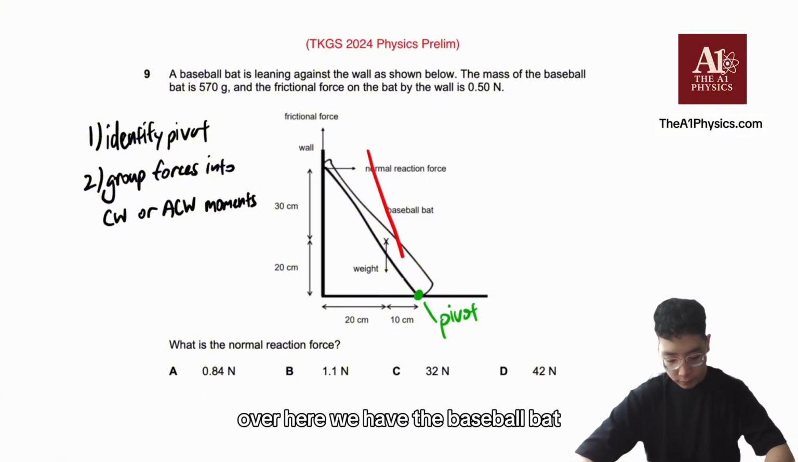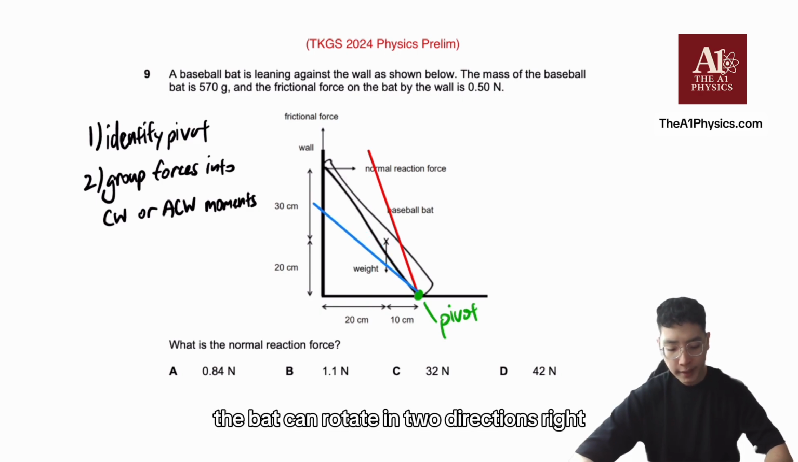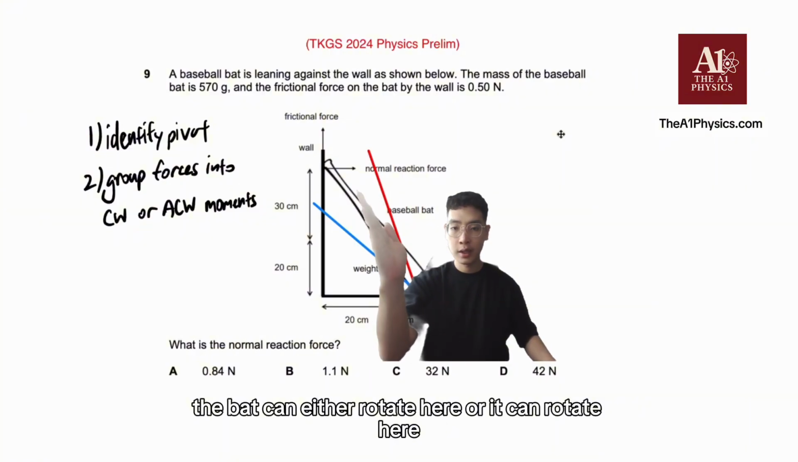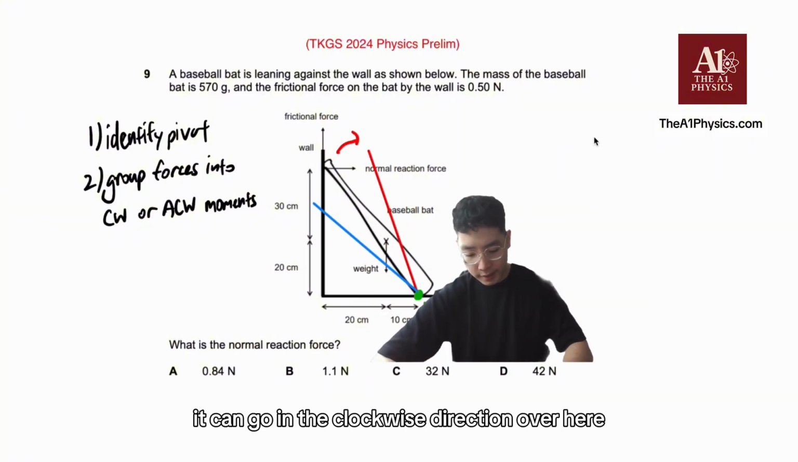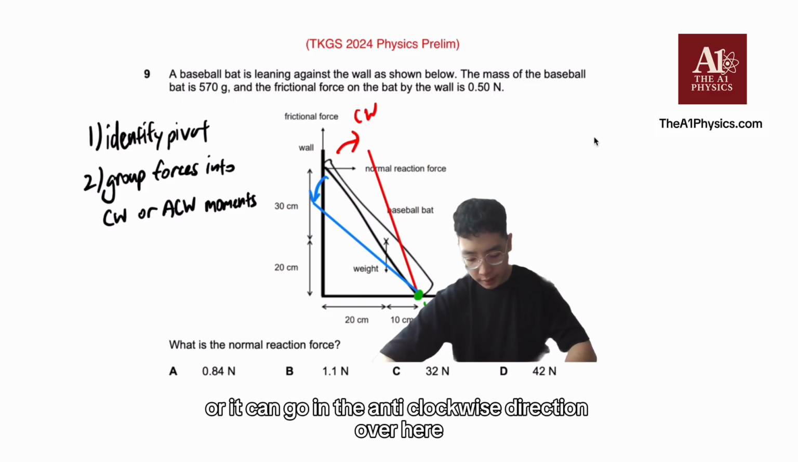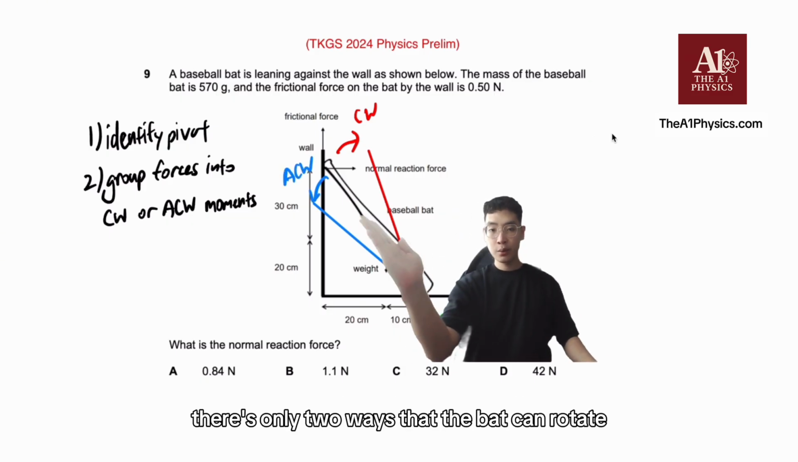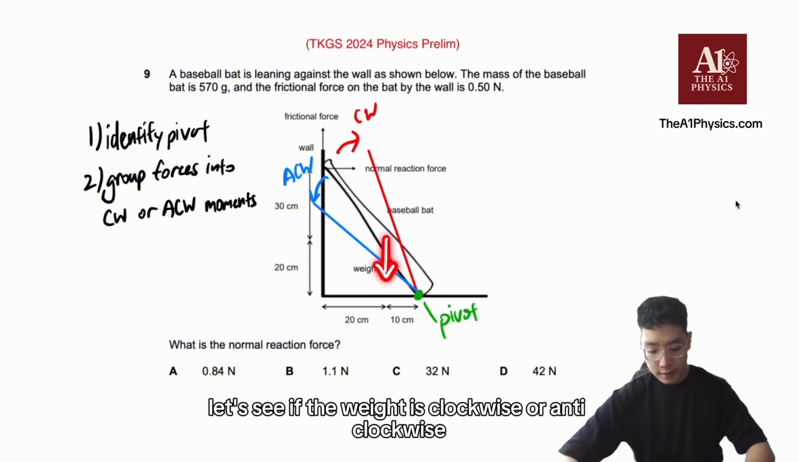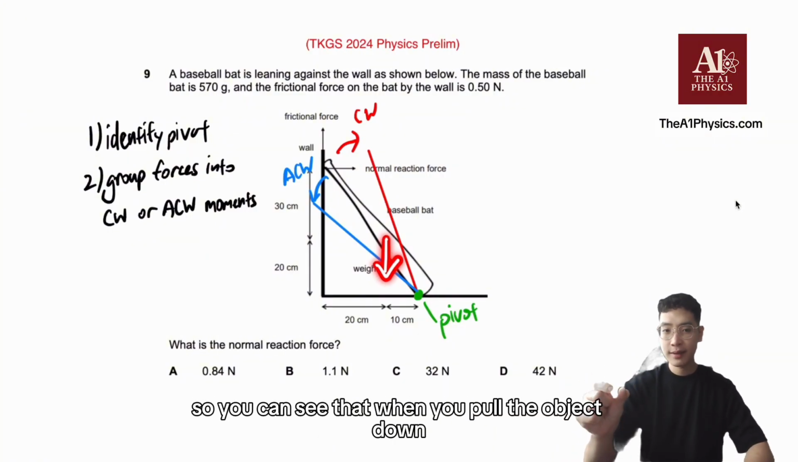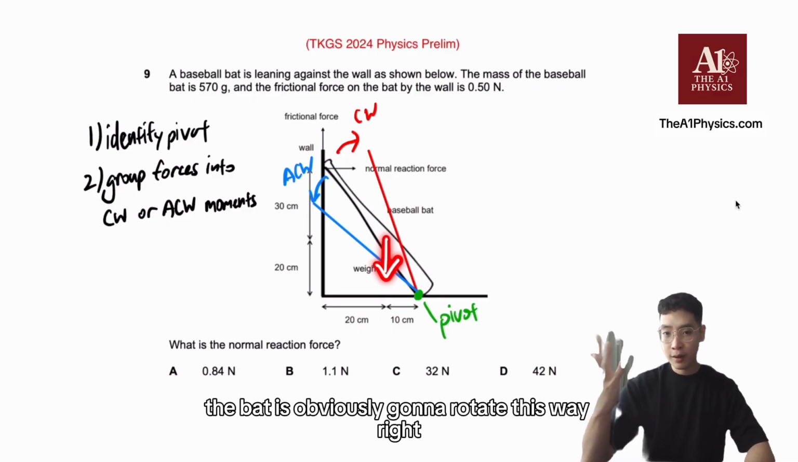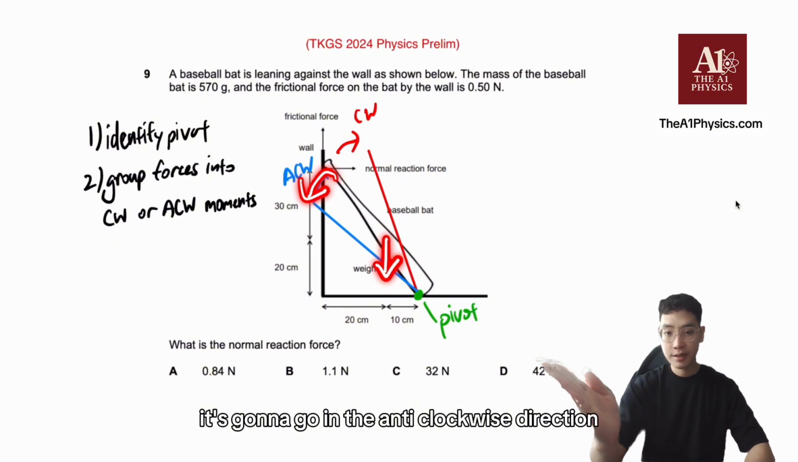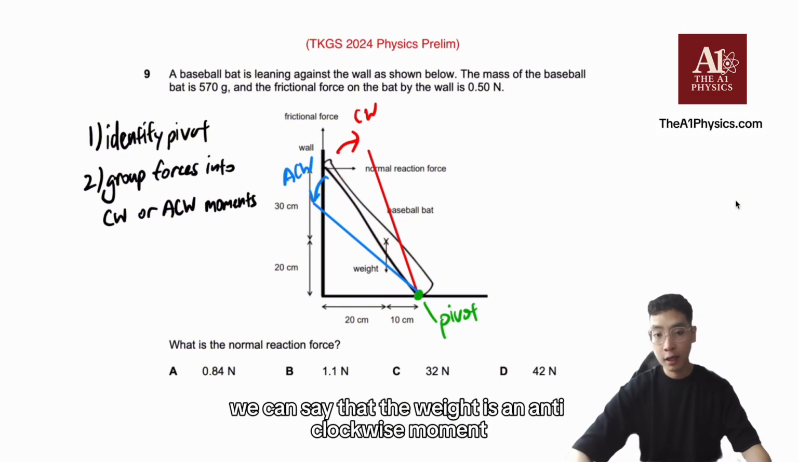So let me show you over here. Over here, we have the baseball bat, and we realize that the bat can rotate in 2 directions. The bat can either rotate here, or it can rotate here. It can go in the clockwise direction over here, or it can go in the anti-clockwise direction over here. There's only 2 ways that the bat can rotate. And let's look at the weight, for example. Let's see if the weight is clockwise or anti-clockwise. So you can see that when you pull the object down, the bat is obviously going to rotate this way. It's going to go in the anti-clockwise direction. So we can say that the weight is an anti-clockwise moment.